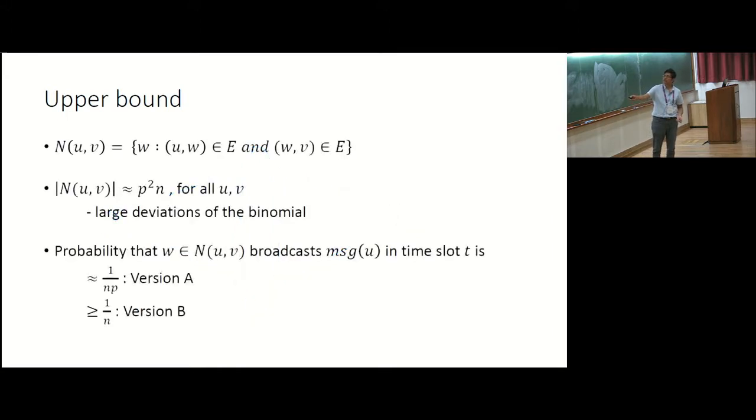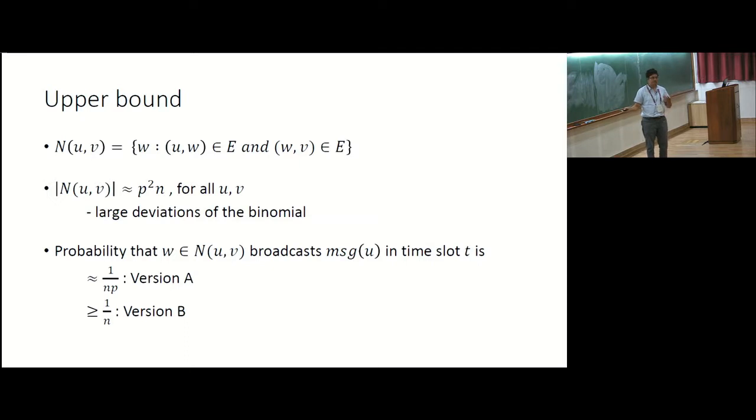Okay, so what I just said, there are p squared n nodes here. And in version A, in every round, a vertex here picks, how many messages is it choosing from? It's choosing from everything it heard in the first round, which is np packets. So with probability 1 over np, it's choosing the message of u to transmit.